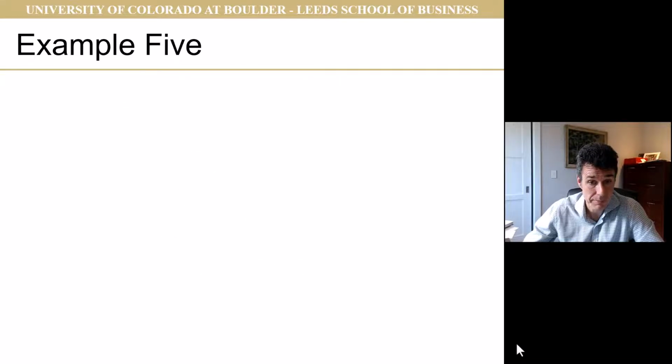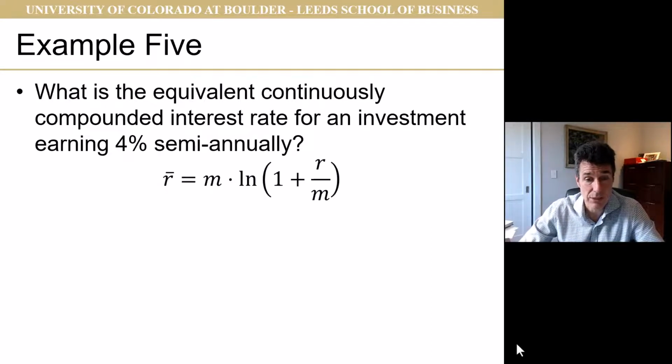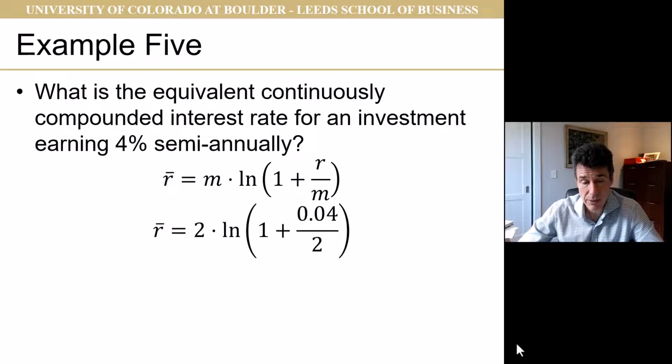So, one more example. What is the equivalent continuously compounded interest rate for an investment earning 4% semi-annually? So R bar from the previous slide equals M times the natural log of 1 plus R over M. Plug it in. For a semi-annual rate, the rate is 4%, so R bar, the continuously compounded rate, is 2 times the natural log of 1 plus 0.04 divided by 2.